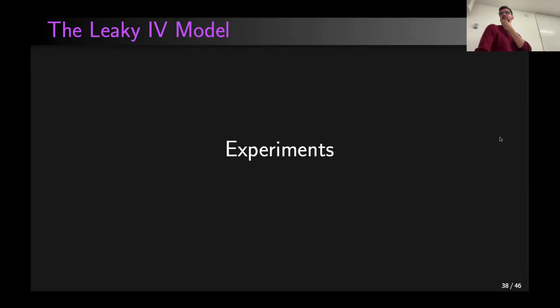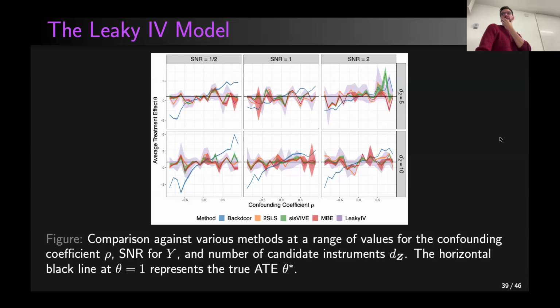So I'm going to wrap up with some experiments. We compare against some naive baselines and some not so naive baselines. Backdoor adjustment is totally naive because that's pretending that rho is always 0, which it isn't. Two-stage least squares is the classic plug-in estimator when you pretend that there is no leakage. SIS5 and MBE are a little bit more clever than that. Those are methods that are popular in Mendelian randomization that allow for some invalid instruments and have their own clever mechanism of dealing with that. And then our own bounds, the leakyIV bounds, the purple ones.